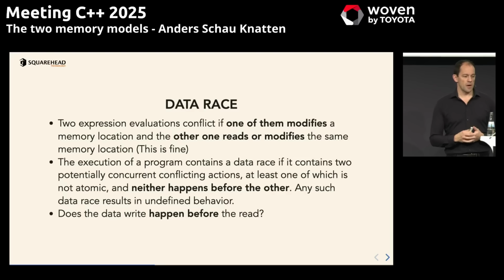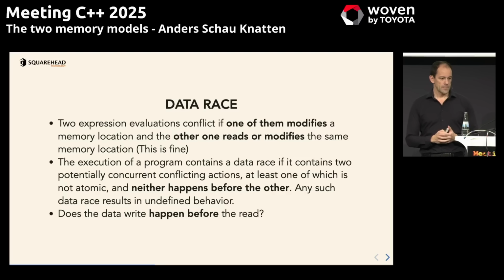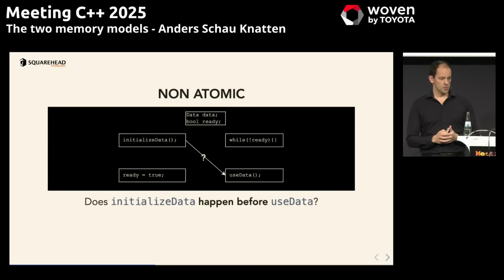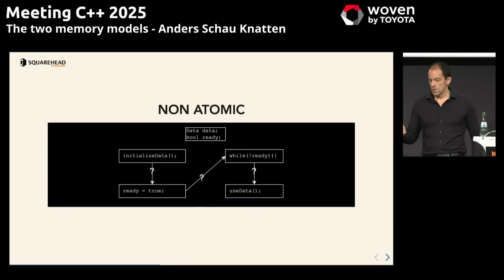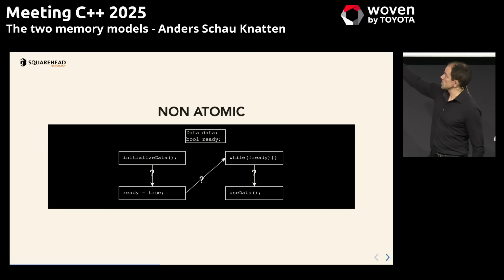So does the data write happen before the read? Does initialize data happen before use data? Is there a happens before relationship? To do that, happens before relationships are transitive. So this is what you want to happen. If initialize data happens before ready equals true, which happens before while ready turns to true, which happens before use data, we will have green, green, green arrow, like everything is good.